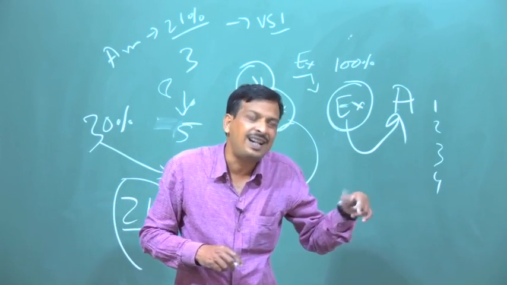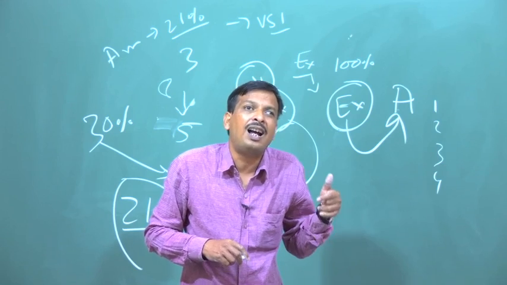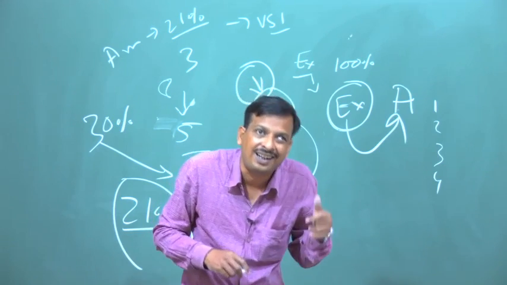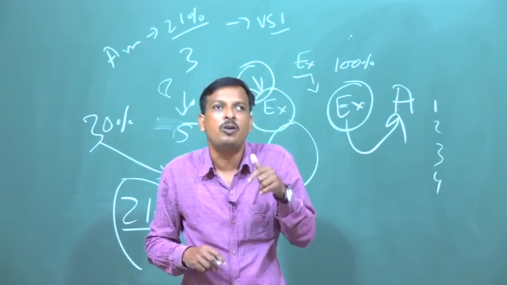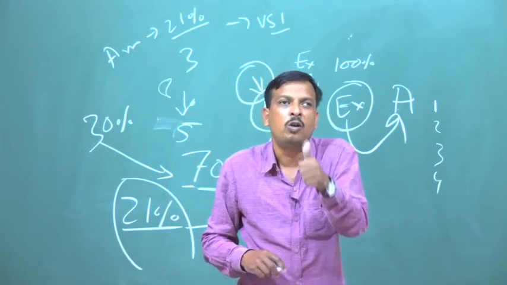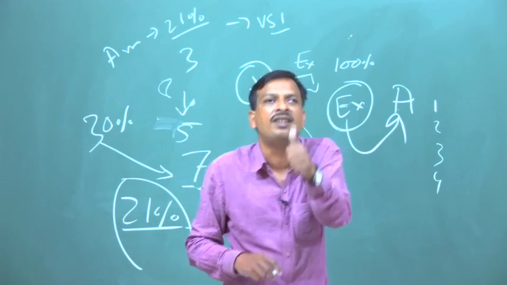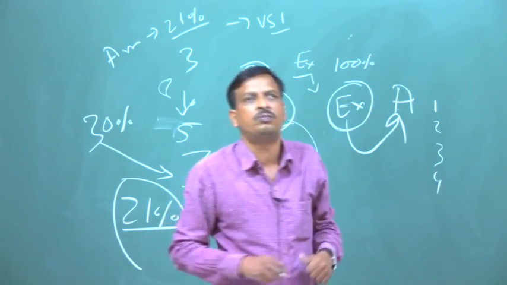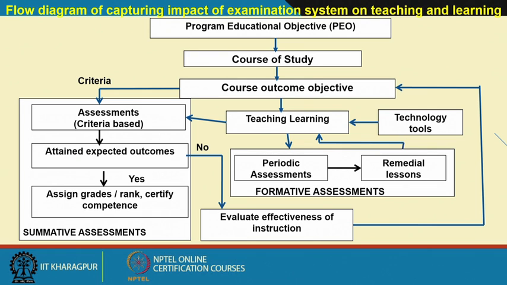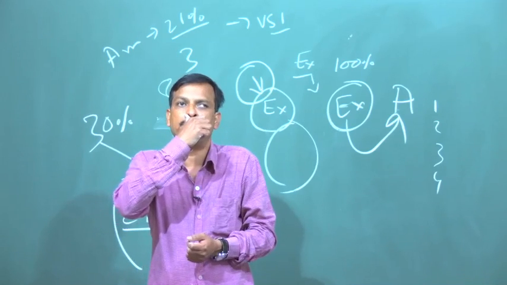So, all kinds of assessment I have done. I have collected the evidence by which I can certify whether a student has reached the criteria or not. If a student has attained the expected outcome, then only I assign the grade or rank and certify his or her competence on that subject.